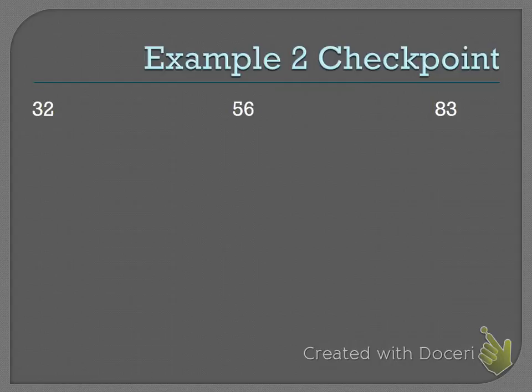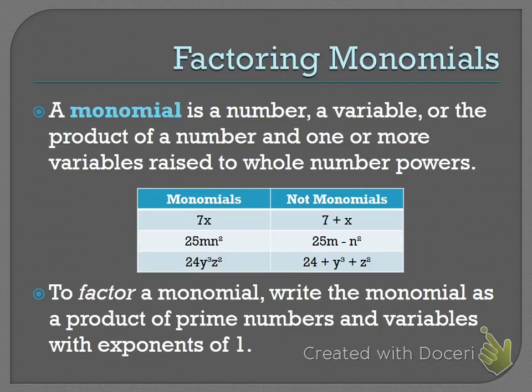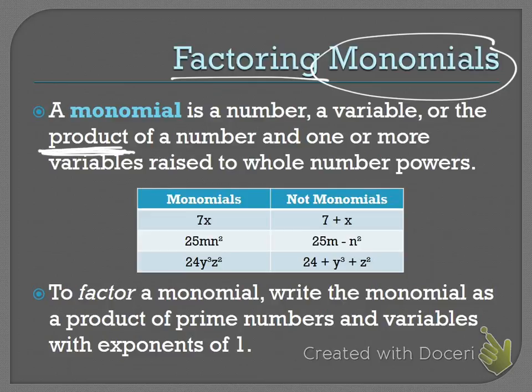Now in example 3, we're going to skip the checkpoint for now. Let's jump over to monomials. Factoring monomials. You need to know what a monomial is. It's a number or variable or the product of a number and one or more variables.